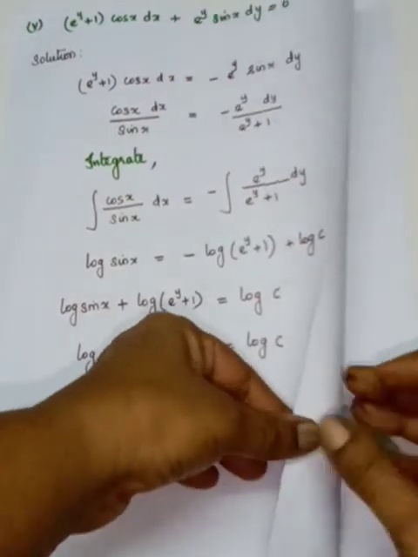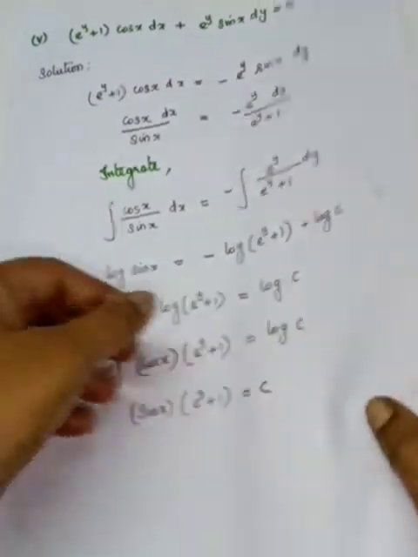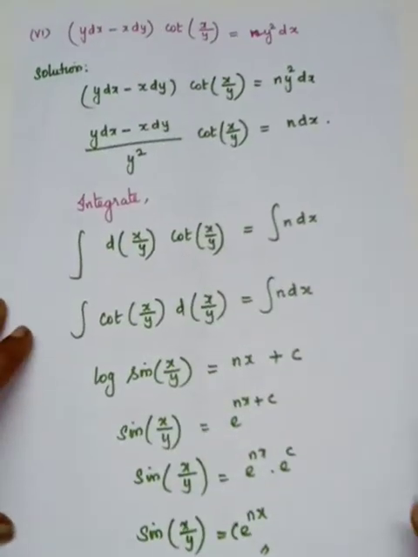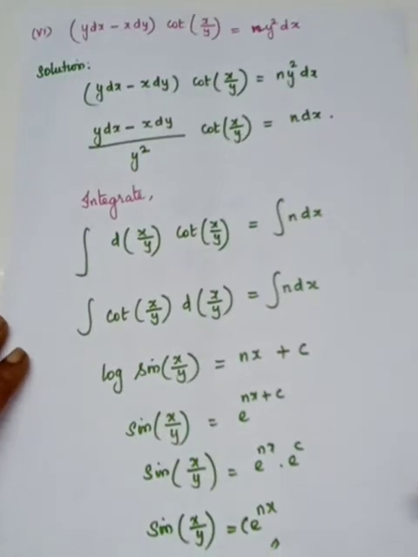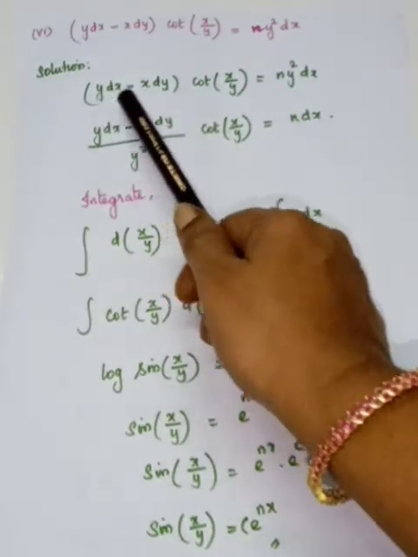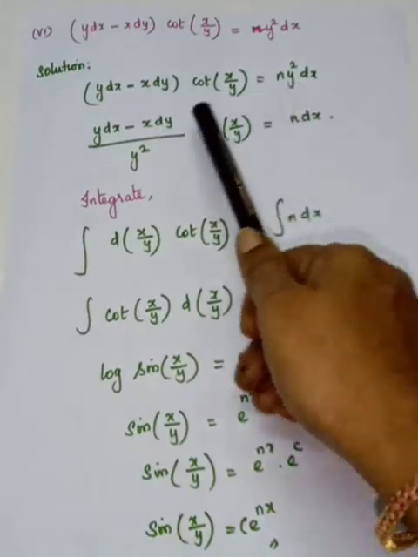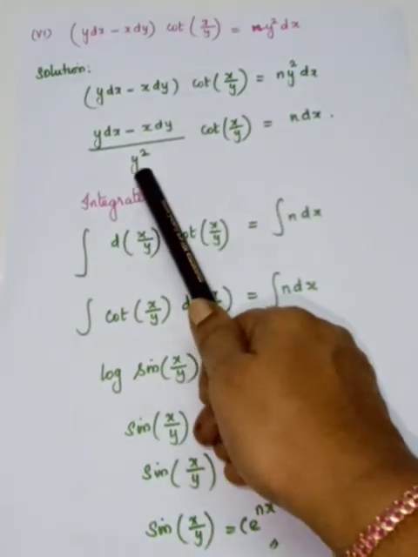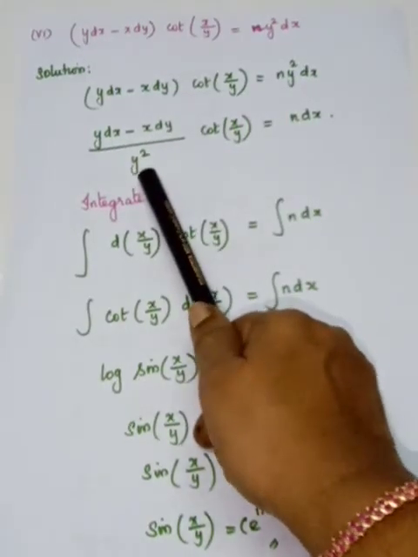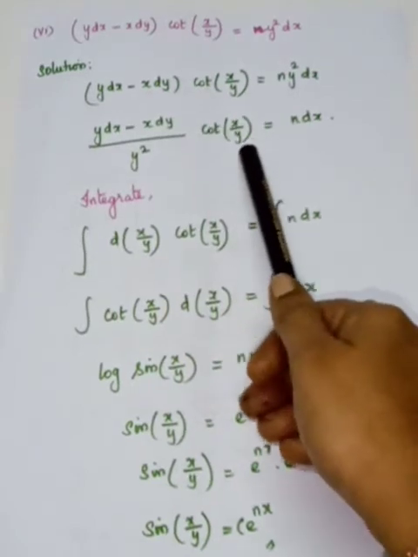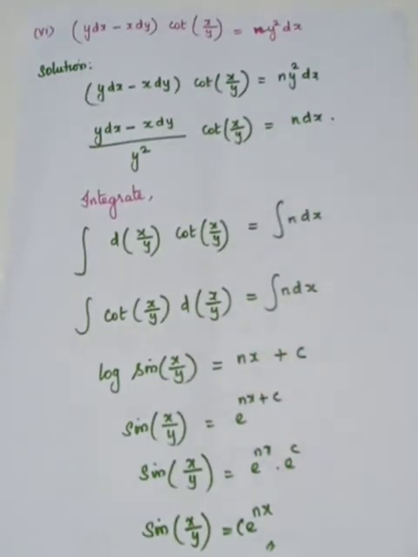And coming to the sixth subdivision. So here y dx minus x dy cot of x by y is equal to n y square dx. So I have considered the term. So this y squared I have brought to the left side. It will come in the denominator. And cot of x by y, that is equal to n into dx.